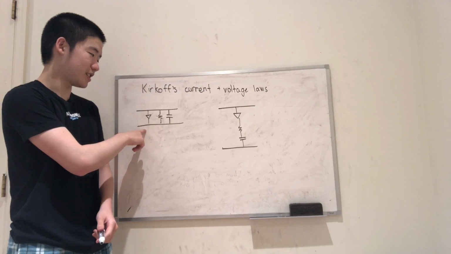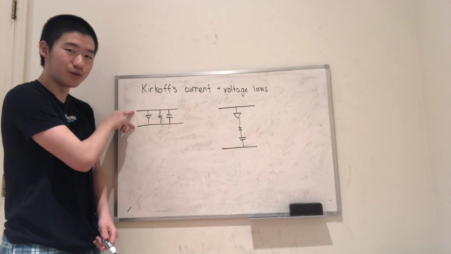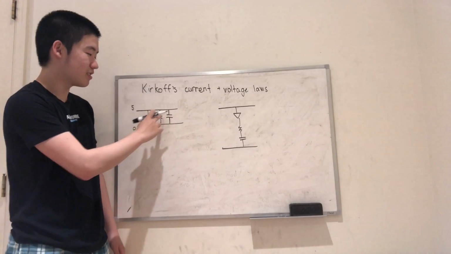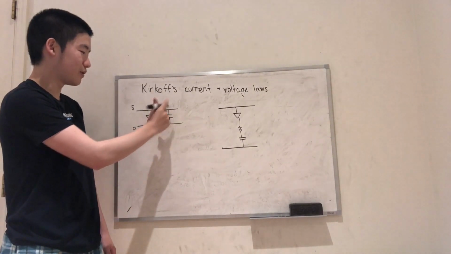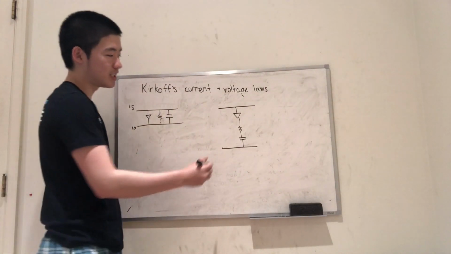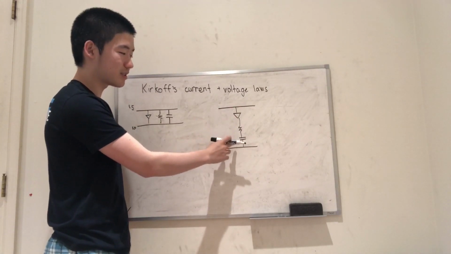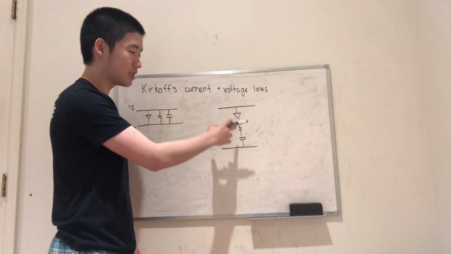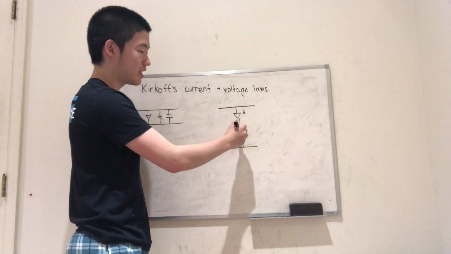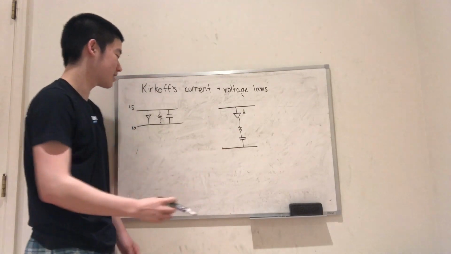Kirchhoff's voltage law is the idea that if you have multiple components between two known rails, the voltage across all of these different components, the diode, the resistor, and the capacitor, will all be the same. What Kirchhoff's current law says is that if you have multiple elements in what's known as series, then the current going across all of these is the same. So if you have 5 amps of current going through this diode, then you will also have 5 amps of current going through this resistor and 5 amps of current going through this capacitor.